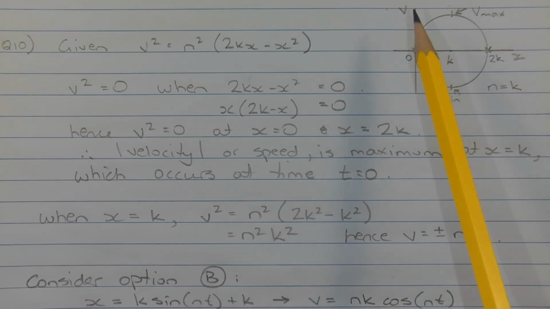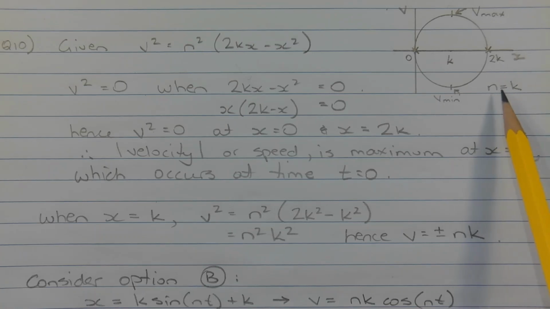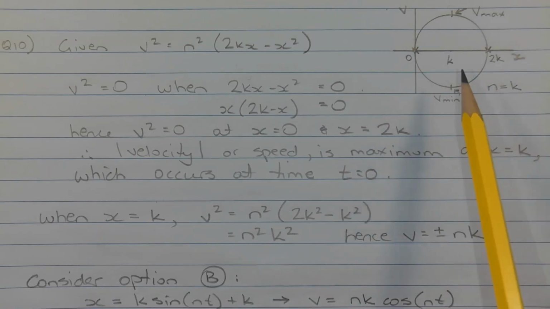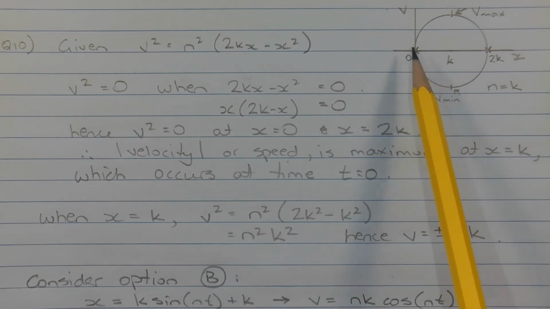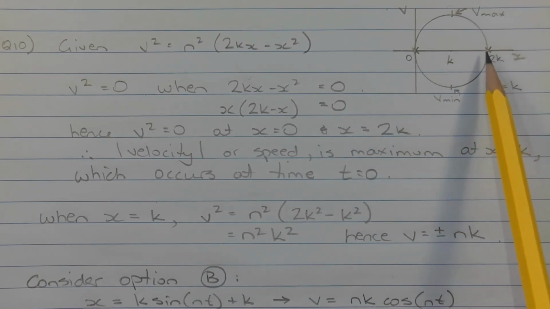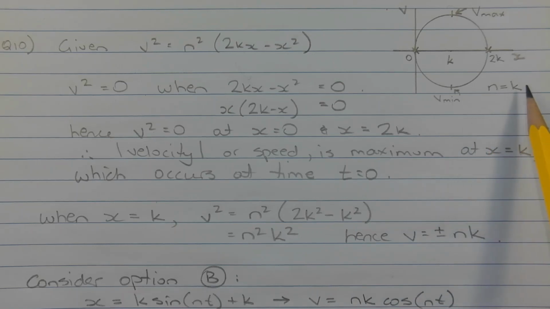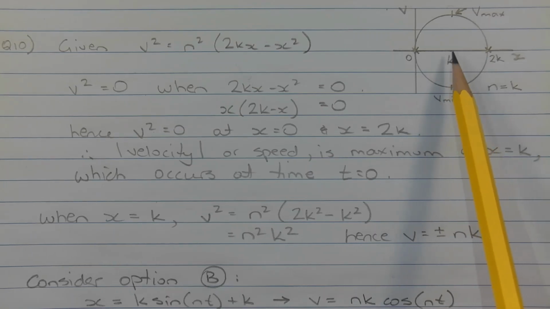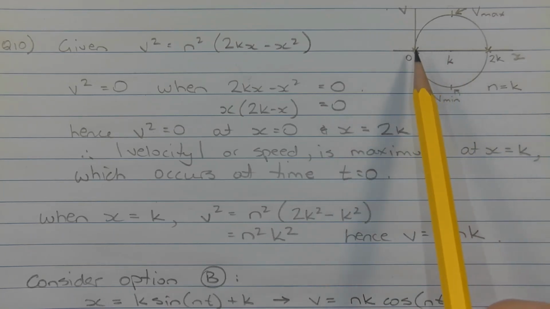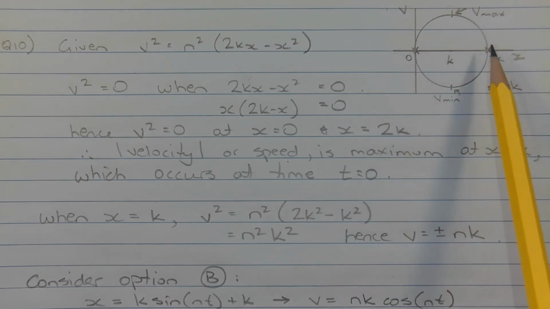Now if we consider the graph of v with respect to x, if n equals k, we end up with a circle centered on the x-axis at x equals k, and the velocity of the particle is 0 at the origin and at x equals 2k. Now if n does not equal k, we end up with a vertically oriented ellipse or an oval centered on the x-axis at x equals k, and the velocities are still 0 at the origin and at x equals 2k.